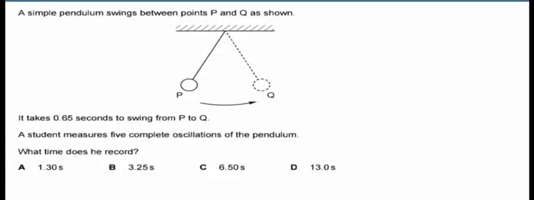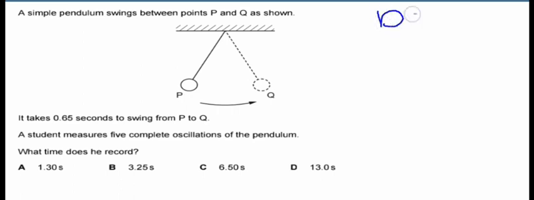So this is physics or science paper 1 representation. So I have multiple choice questions. The first question reads, a simple pendulum swings between points P and Q as shown. It takes 0.65 seconds to swing from P to Q. So it is taking this simple pendulum 0.65 seconds to swing from point P up to Q. Then the question is saying, a student measures 5 complete oscillations.